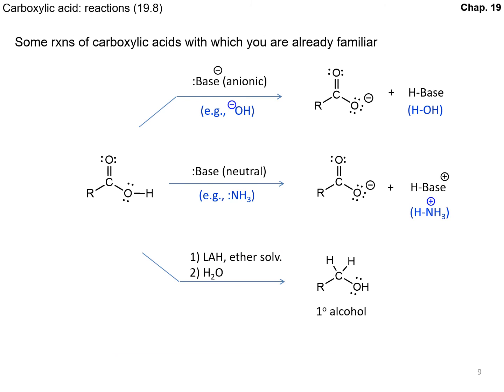Up to this point, you've encountered the following reactions of carboxylic acids. Carboxylic acids reacting with base. It could react with an anionic base to form a carboxylate and a neutral species. It could react with a neutral base like ammonia to form a carboxylate and a protonated conjugate acid of the base, in this case an ammonium ion, so you'd have ammonium carboxylate. And the other reaction you encountered was the chemical reduction of a carboxylic acid to a primary alcohol with lithium aluminum hydride.